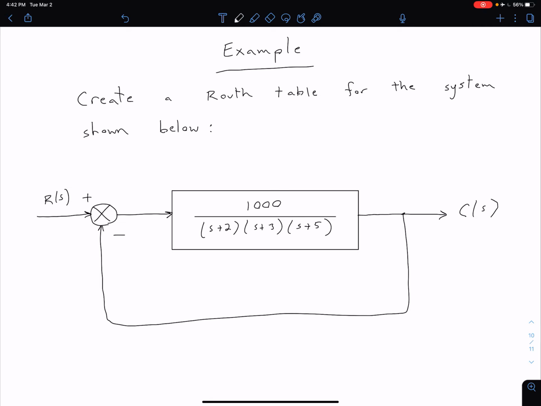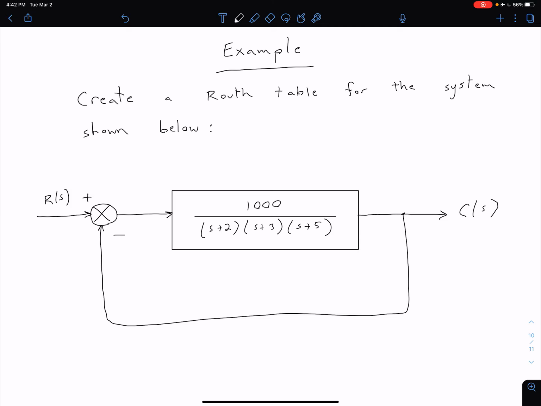Let's now take a look at an example. So in this example, we want to create a Routh table for the system that's shown below. As always, I would encourage you all to pause the video and try to set up or work through the problem by yourself before coming back to see the solution here.